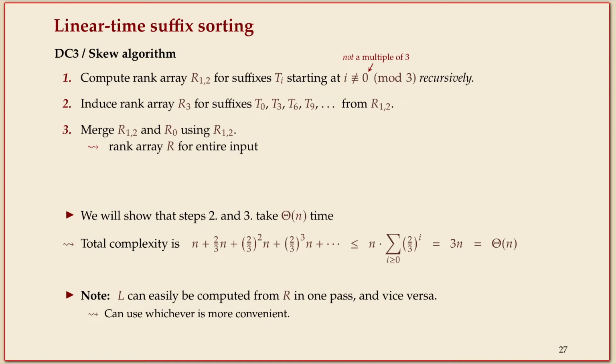And once we have R, we can easily get L from it. And in fact, we'll do this in between in the different steps. Whenever we have computed R, we can easily get L in linear time. That's a simple loop to invert the permutation.